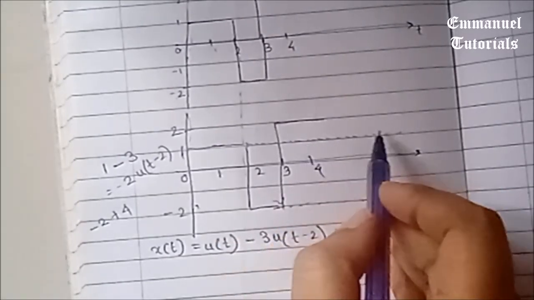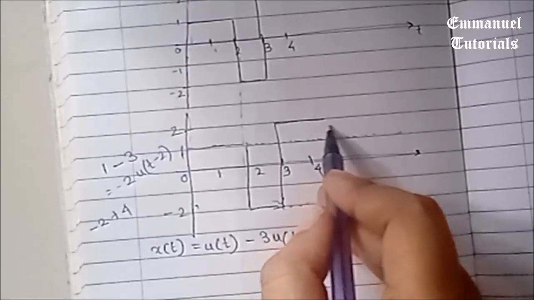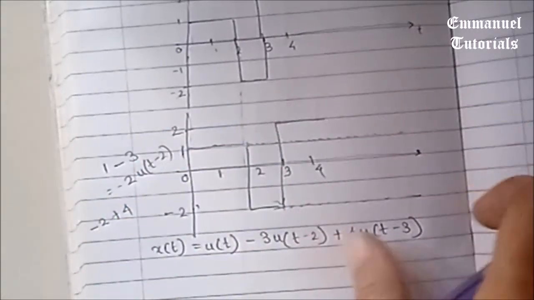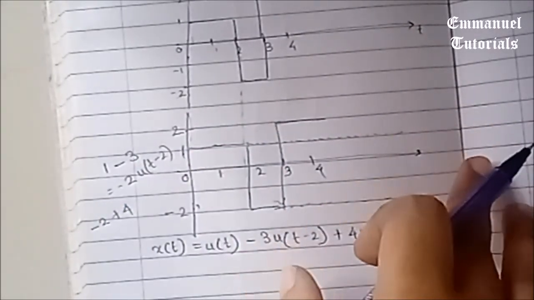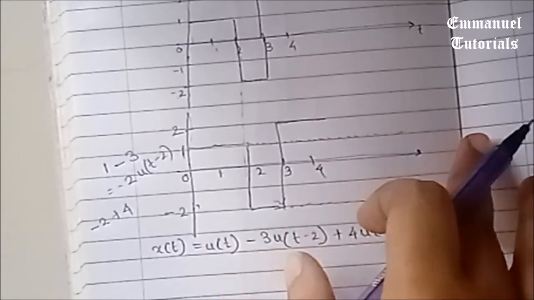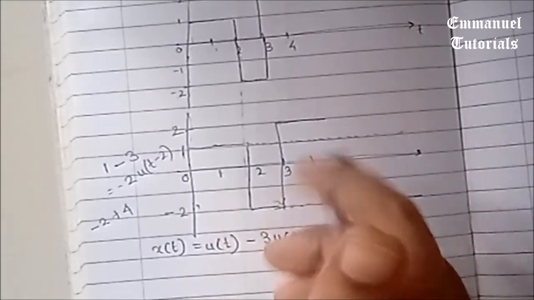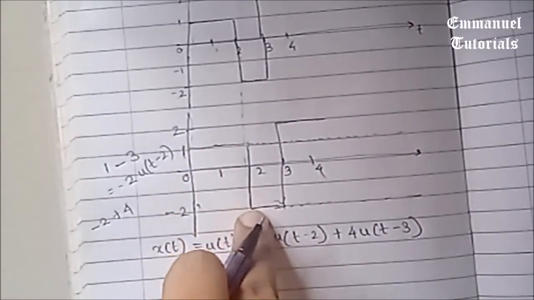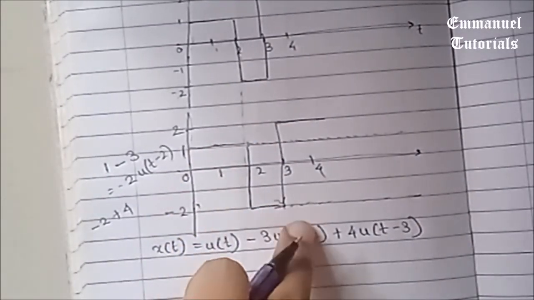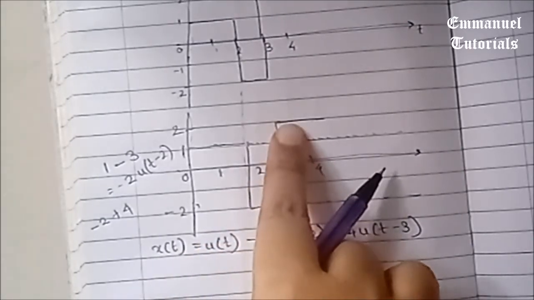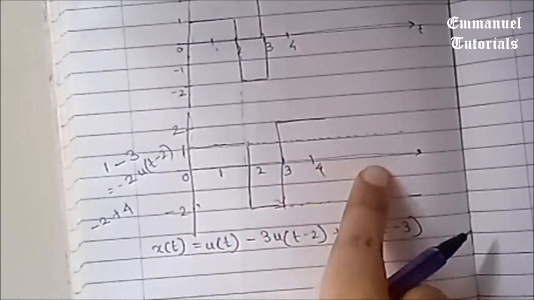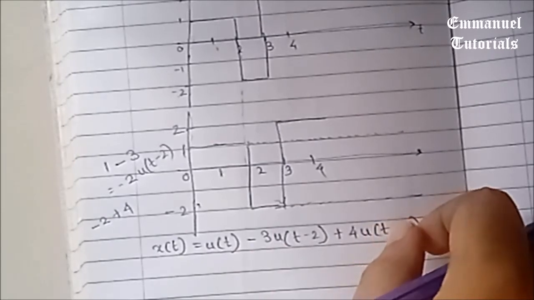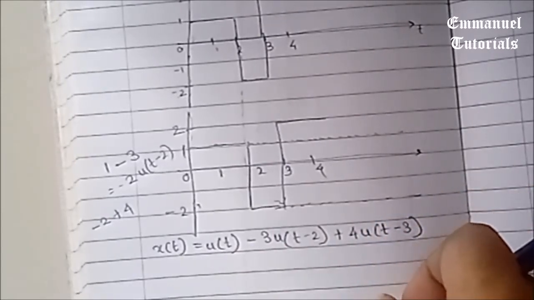Also, you can see after this there are no changes in the amplitude. It's just extending to infinity, so you don't need to change the equation for those parts of the signal. So you can write it as u of t minus 3 times u of t minus 2 plus 4 u of t minus 3. Hope you understood the way we have solved the question.